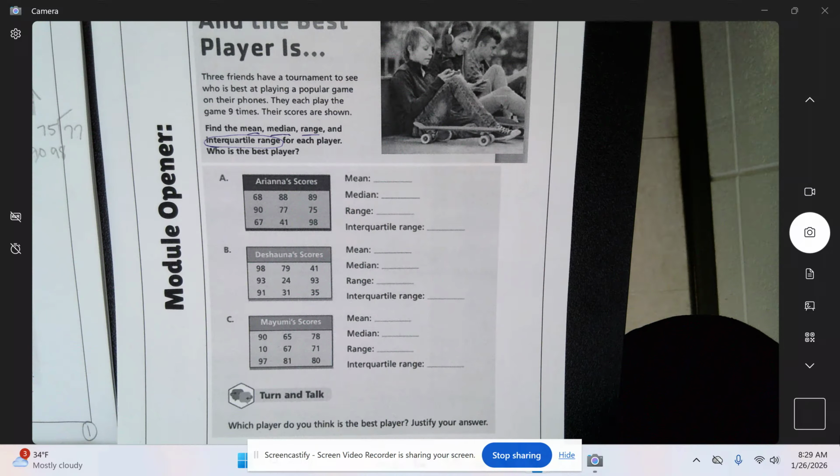So, we know that mean means the average. Y'all know how to find the mean. You've done it over and over again. Add all the numbers and divide.